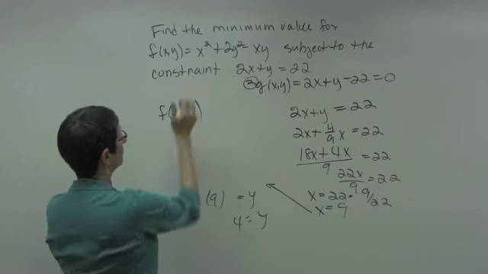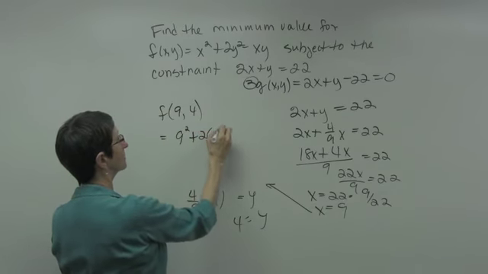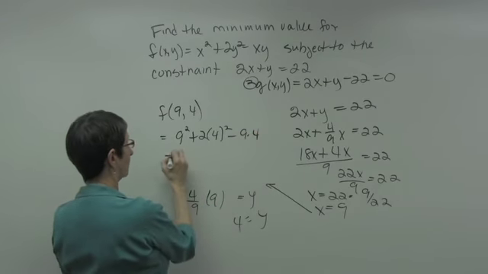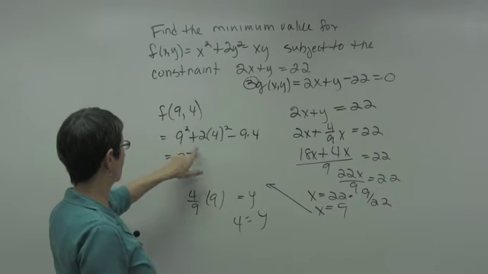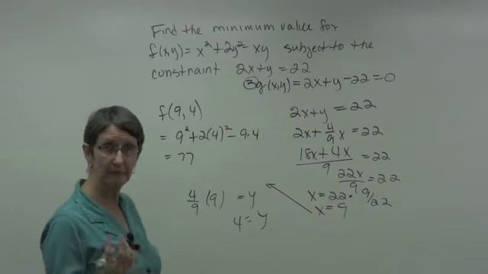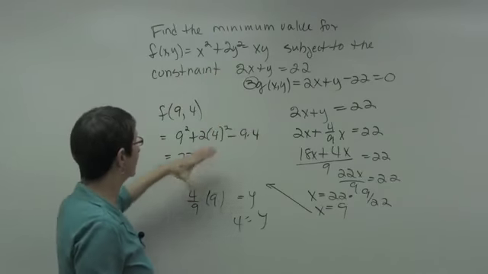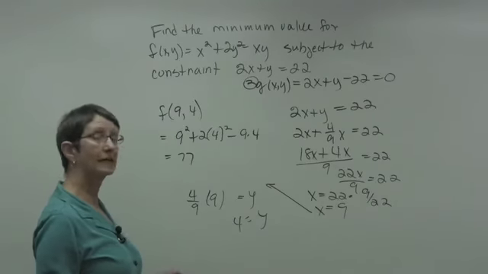So I take those values and plug them in. 9 squared plus 2 times 4 squared minus 9 times 4 comes out to be 77, I think. That's 81, and 32 minus 36 gives me 77, 4 different. So I have found a minimum value of the function and where it occurs using the Lagrange method with a lambda.